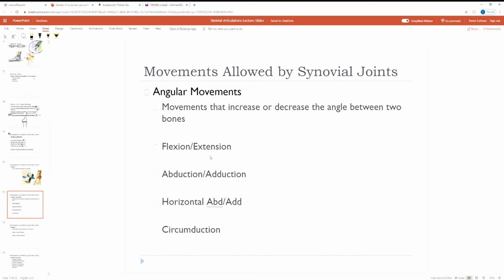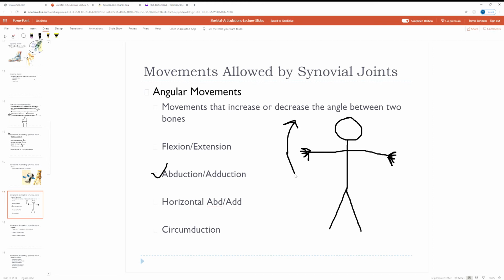Now let's talk about abduction adduction. If any of you had the misfortune of growing up in the Midwest or anywhere else cold, I grew up in Michigan, so I know cold, you may have made a snow angel, or maybe you've at least seen one on TV. Well, a snow angel is the perfect example of abduction and adduction. So we're talking in this picture about shoulder abduction and adduction.